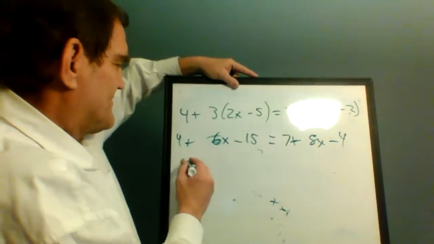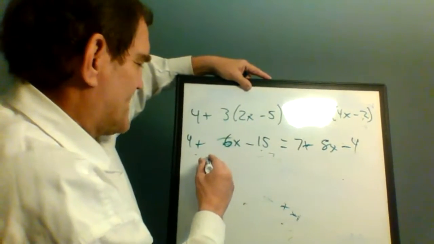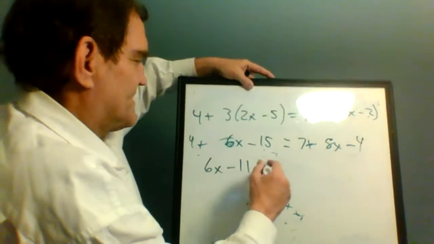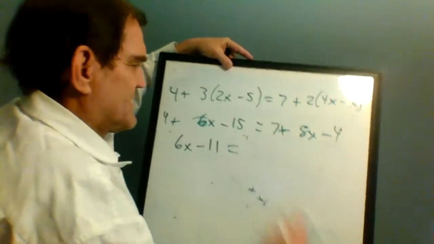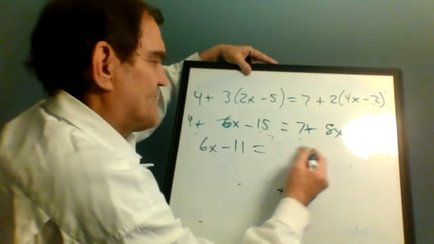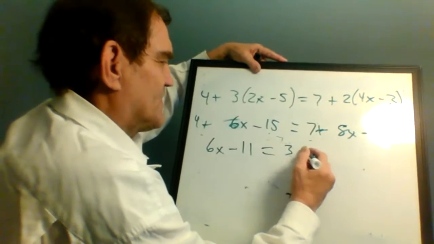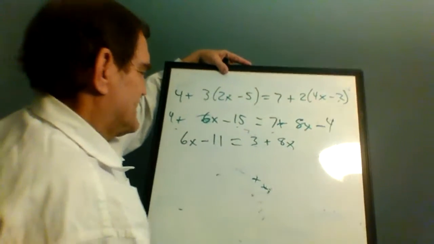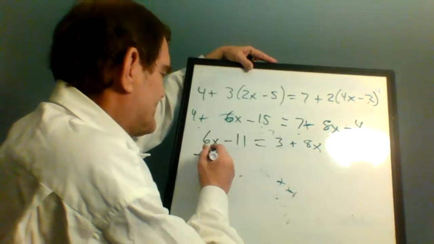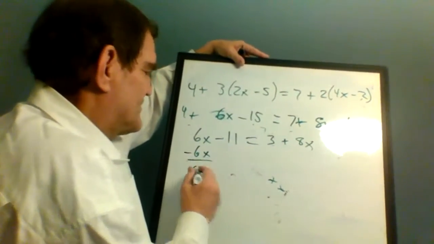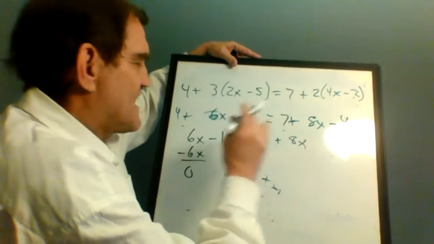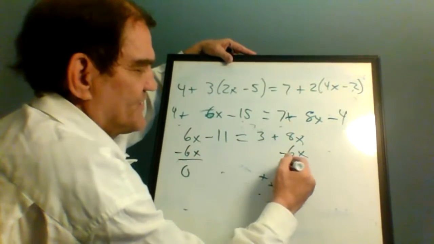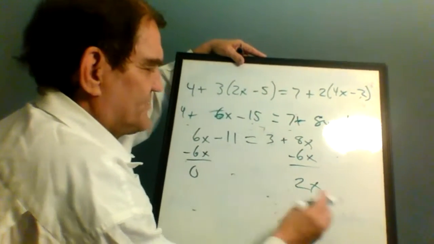So what do you do? Well, it'd be a good idea to add these together. We'll have a 6x. 4 plus negative 15 is minus 11. It's equal to 7 plus 8x minus 4. 7 minus 4 is 3, plus 8x. So what do you do with the rest of that? Well, it might be a good idea to subtract 6x from this side. That makes it 0. You're trying to bring x on one side, and put the number on this side. So you bring 6x over here, and 8x minus 6x will give you 2x.